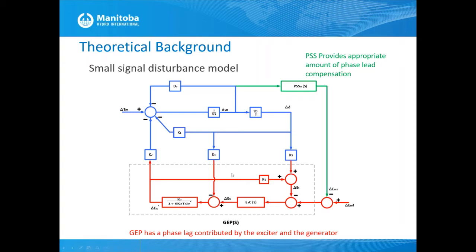Now this part is called a GEP block. It's because these constants like K1, K2, K3, K4, and these ones depend on the generator, exciter, and power system we are studying, and their operating conditions. And here you have the power system stabilizer, which essentially provides output which connects to the summation junction of the exciter, and this here is the voltage reference coming to the exciter.